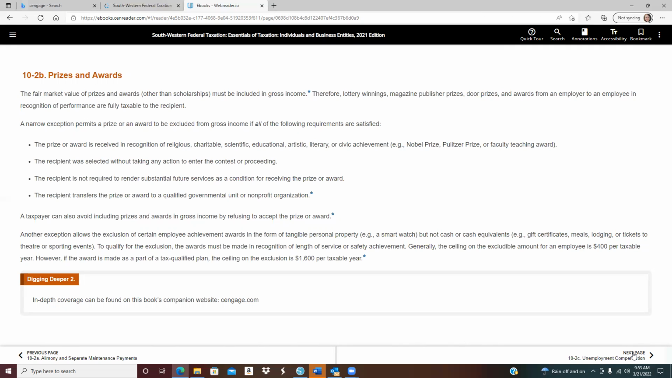All right, there is a narrow exception that permits a prize or an award to be excluded from gross income, but all of the following conditions must be met, not just one. The prize or award is received in recognition of religious, charitable, scientific, educational, artistic, literary, or civic achievements, or a faculty teaching award. The recipient was selected without taking any action to enter the contest. In other words, you didn't enter a contest, so you were selected automatically. The recipient is not required to render substantial future services, and the recipient transfers the prize or award to a qualified government unit or nonprofit organization.